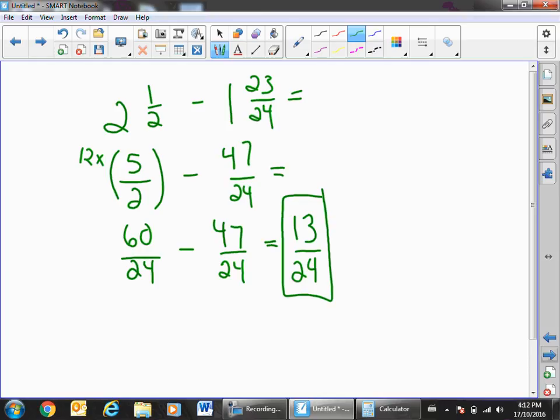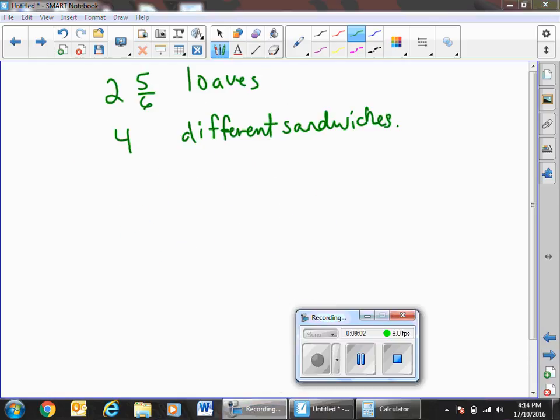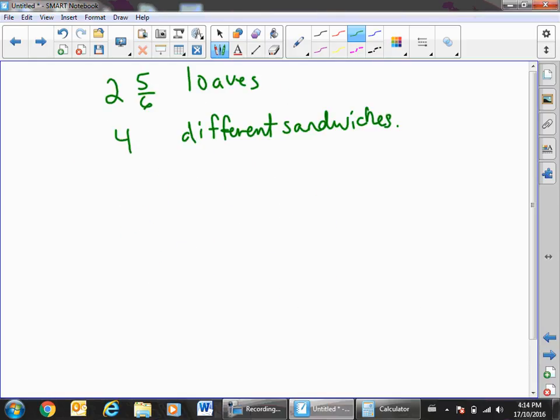All right, let's check out number, what are we on, 11? Let's check out number 14 to end it. All right, last question. So Nathan used 2 5/6 loaves of bread to make sandwiches for lunch. Okay, he made equal numbers of 4 different types of sandwiches. What fraction of a loaf of bread did Nathan use for each type of sandwich?